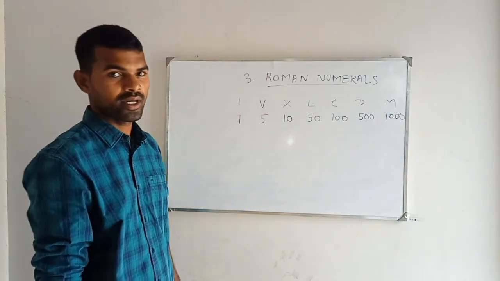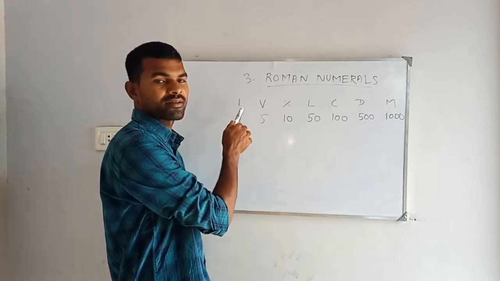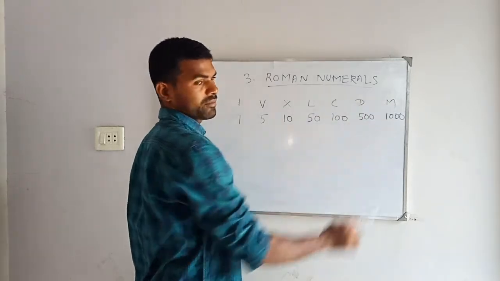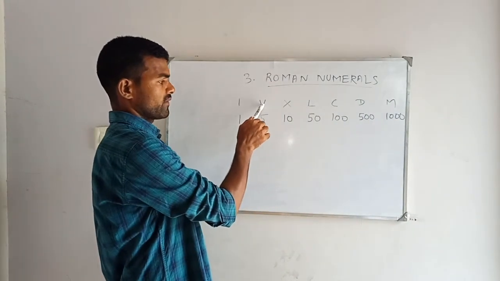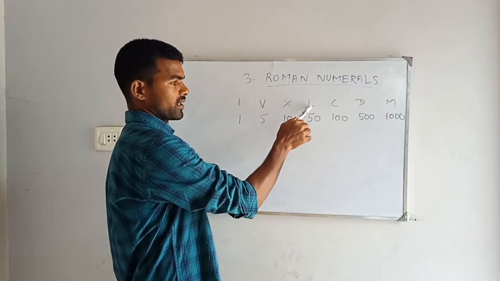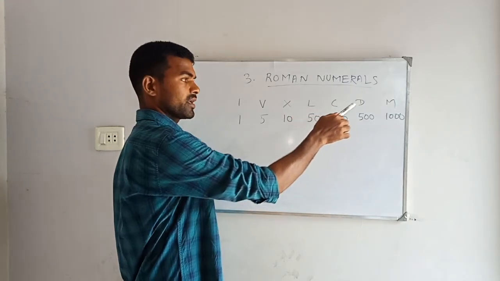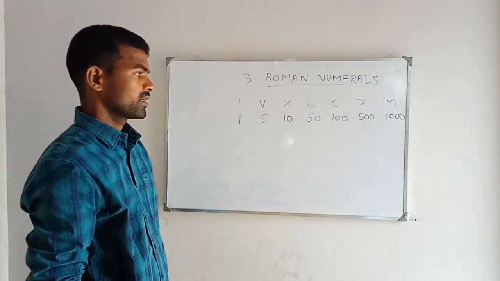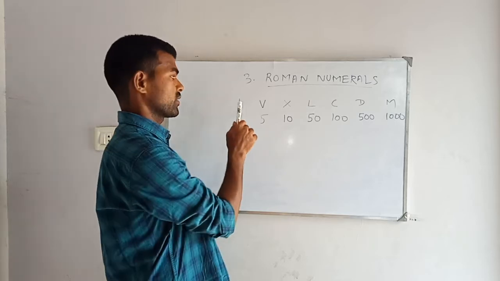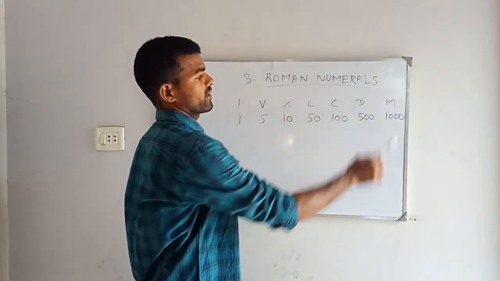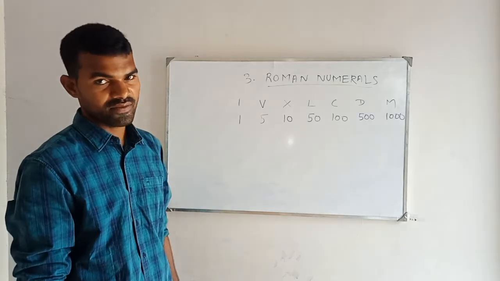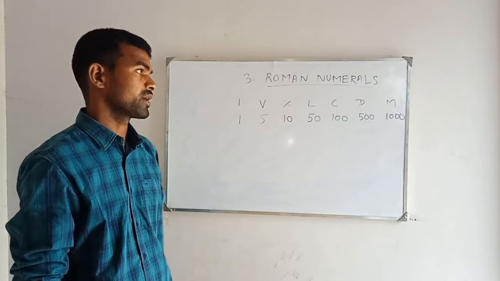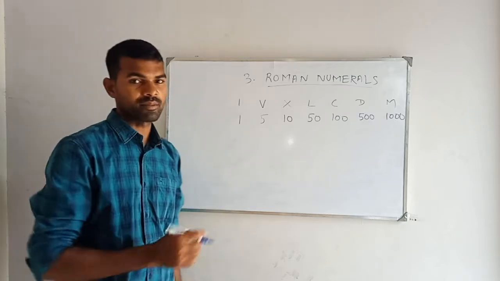Here we have 7 letters of the English alphabet: I, V, X, L, C, D, M. I for 1, V for 5, X for 10, L for 50, C for 100, D for 500, and M for 1000. We have 7 letters, and we are going to use only these 7 letters for the Roman numerals. Here we will see some rules.